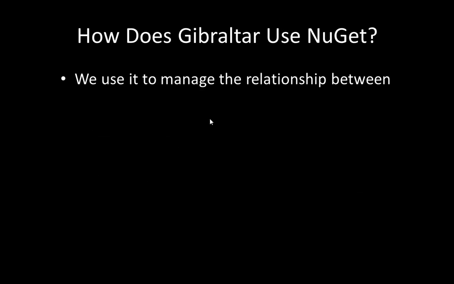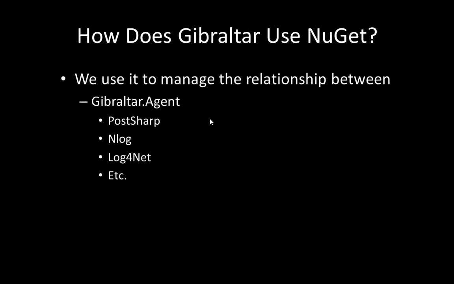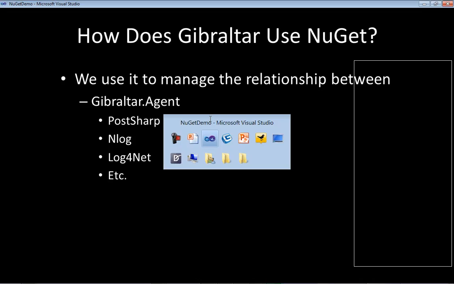So how does Gibraltar use NuGet? Well, we use NuGet to manage the sometimes complex relationships between the Gibraltar agent and some of the third-party libraries that we use, like PostSharp, NLog, Log4Net, etc. So let's jump back into Visual Studio.